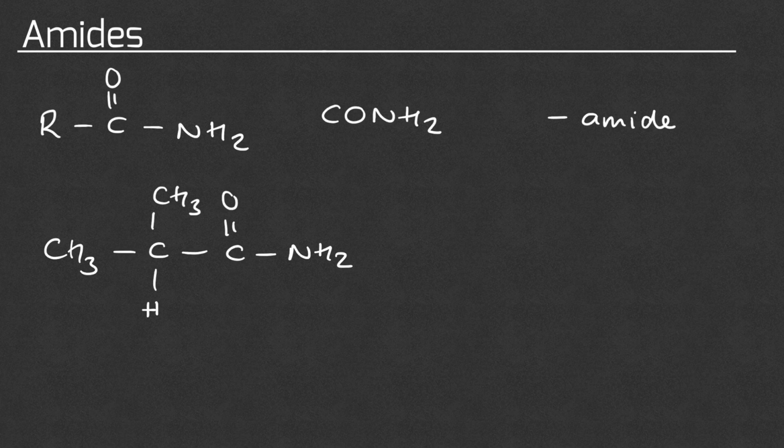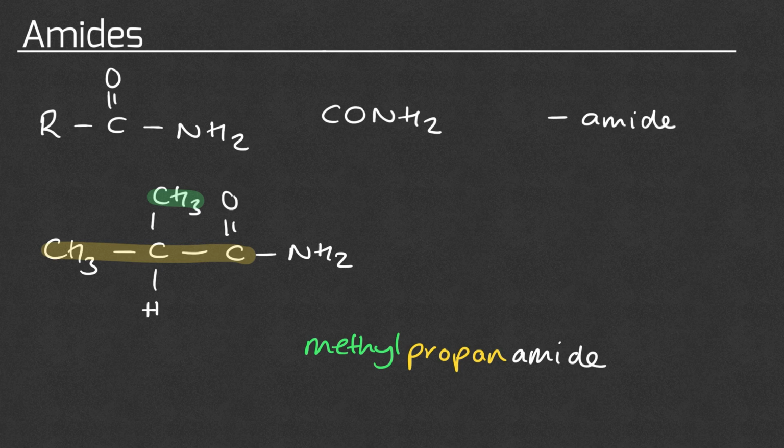This molecule is slightly more complicated to name, so we'll break down the different parts of it. We've got a chain of 3 and a methyl group on carbon 2. Carbon 2, because our amide group will always be carbon 1, therefore this is carbon 2. So the name will start with methyl, then propan for the 3 carbons in the chain, and have the suffix amide. So this molecule is methylpropanamide.